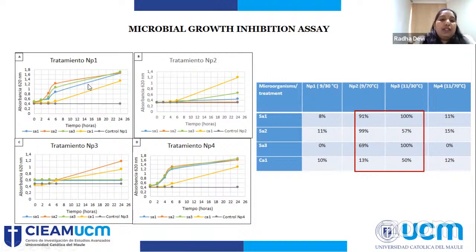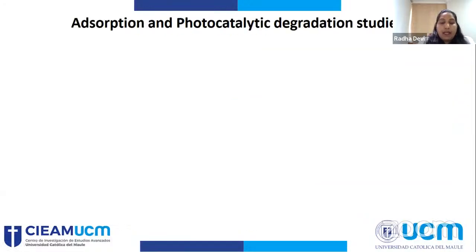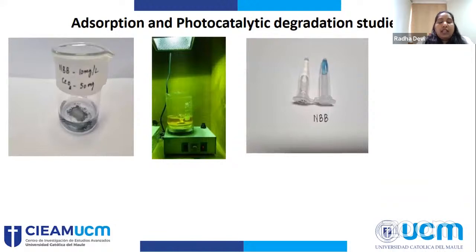So based on all this, we can conclude that the nanoparticles obtained at a higher temperature of 70 degrees centigrade and a pH of 9 are ideal for the antimicrobial activity. Similarly, those at higher pH with low temperature are effective towards the bacterial inhibition. And the same material, we also used it for the adsorption and photocatalytic studies.